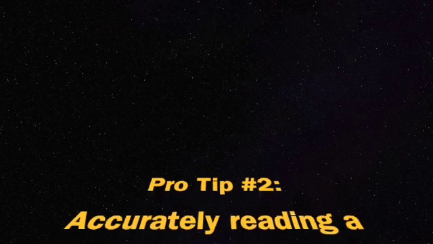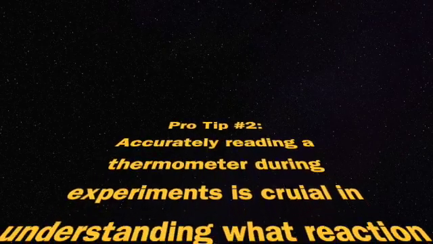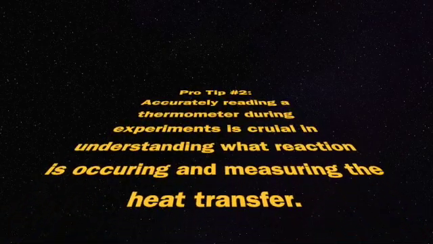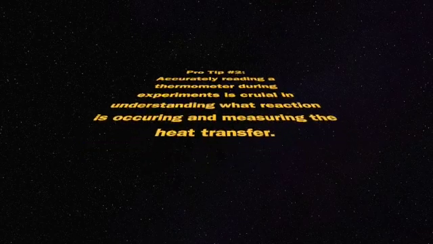Pro tip number 2. Accurately reading a thermometer during experiments is crucial in understanding what reaction is occurring and measuring the heat transfer. If it is exothermic, the temperature of the solution, also known as the surroundings, is going to increase as heat energy is transferred from the system to the surroundings. And on the flip side, if it is endothermic, the temperature of the solution is going to decrease as the heat energy is transferred from the surroundings to the system.